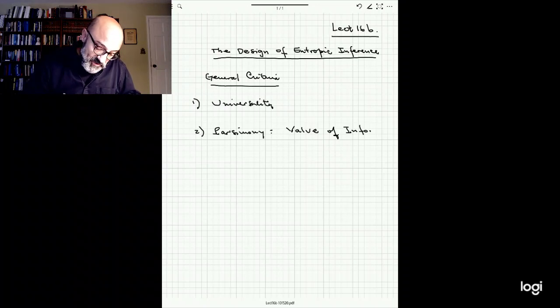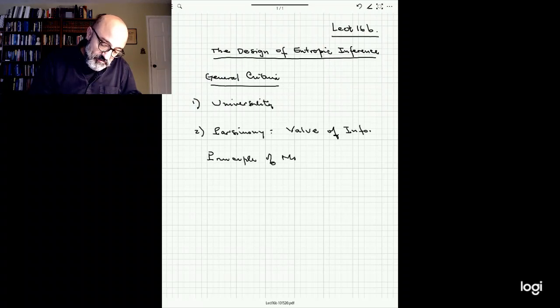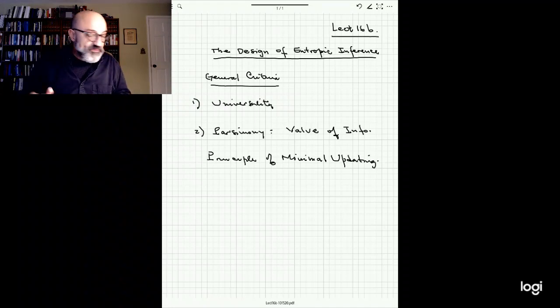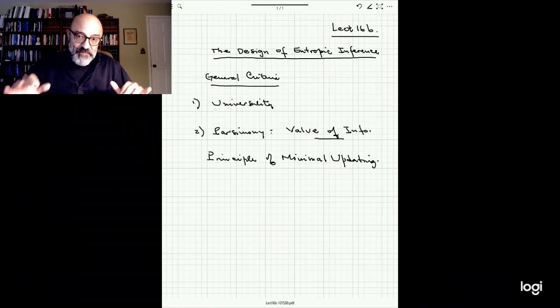So we would like to have a principle of minimum or minimal updating. Beliefs should be updated, but only to the minimal extent required by the new information that you have collected. So we value all the information. We're going to have to make our new beliefs compatible with the new information, but try to keep everything else the same as much as possible.